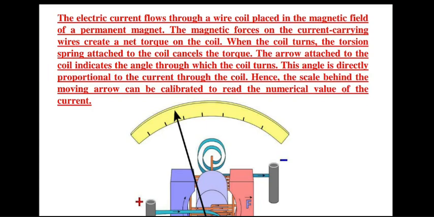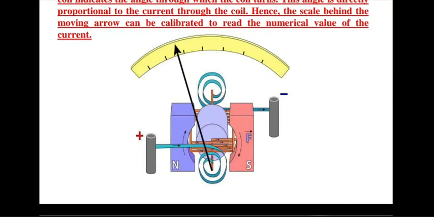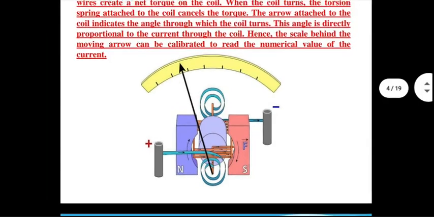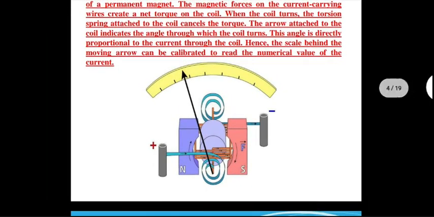So the arrow attached to the coil can be used to measure the amount of current going through the coil. That's the simple philosophy behind this instrument. So the scale behind the moving arrow is an indication of the numerical value of the current flowing through the coil. And as I said, only 100 microampere is enough to make the pointer go full scale. So as it is, this galvanometer cannot measure large currents. It will break down.